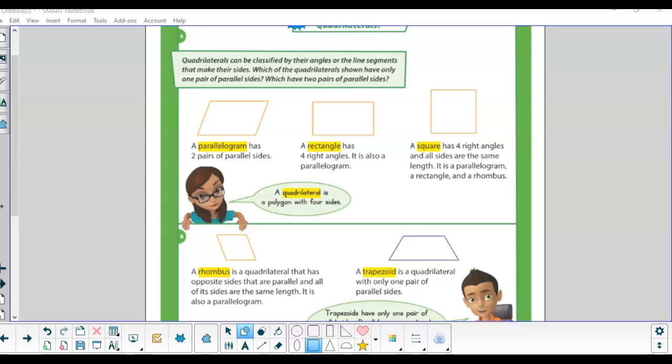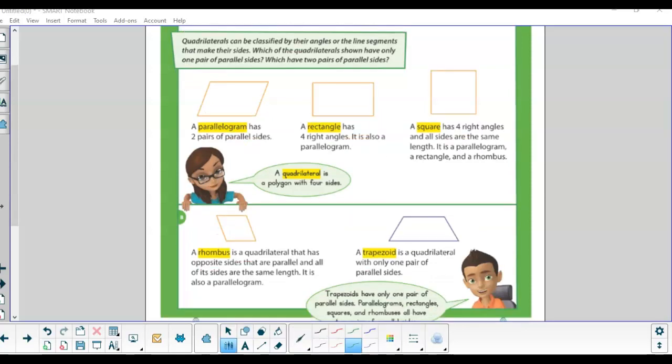Now, nothing can be considered a square. Only a square is a square because a square has four right angles. The only other figure up there that has four right angles is a rectangle. But the other special thing about a square is that all the sides are the same length, and a rectangle does not have all sides of the same length. Okay?